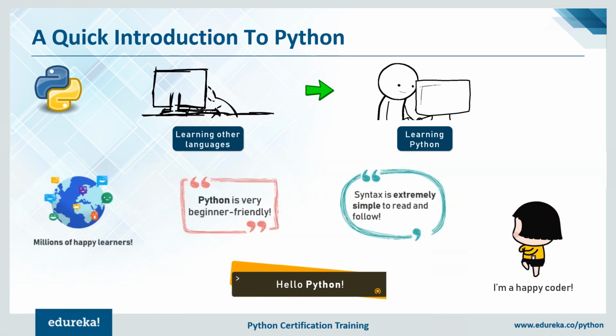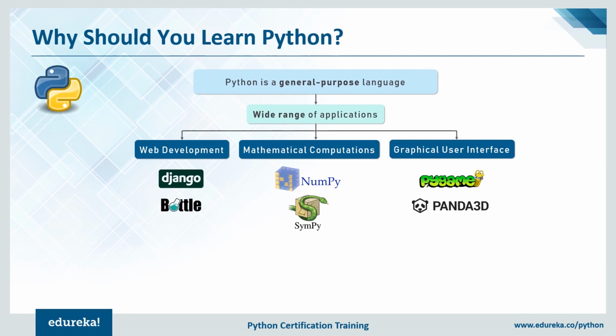And since Python and all of its libraries are open source, it has gained a lot of traction among startups and the industry as well. And this definitely leads to millions of happy learners across the globe. So you might be wondering why you should consider learning Python, right? So guys, it has such a wide range of application, I couldn't fit it all in this slide. Everything from web development using Django and Bottle, mathematical computations using NumPy, SymPy, and so on, and even designing your own GUI using tkinter and making your games using Pygame and so much more.